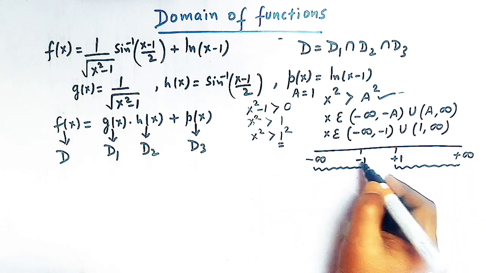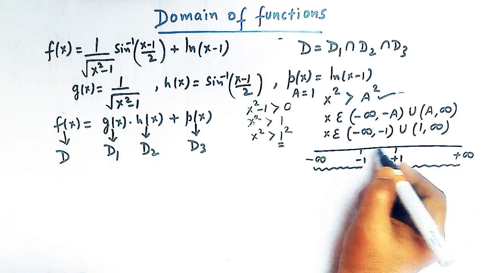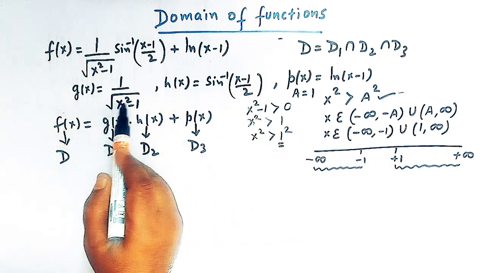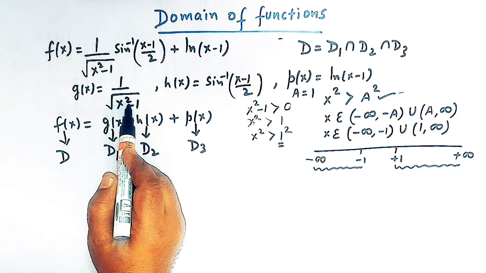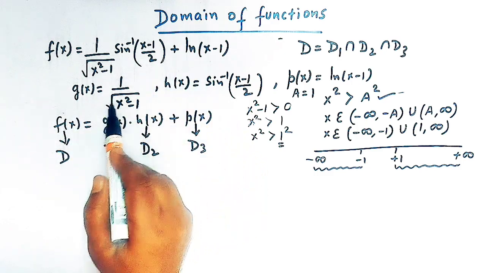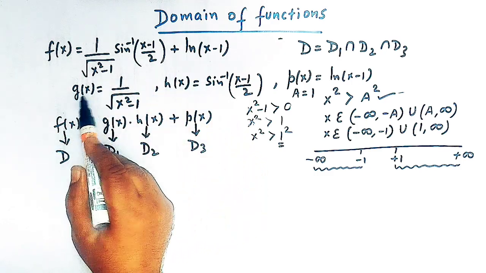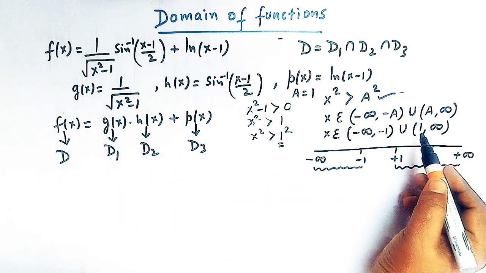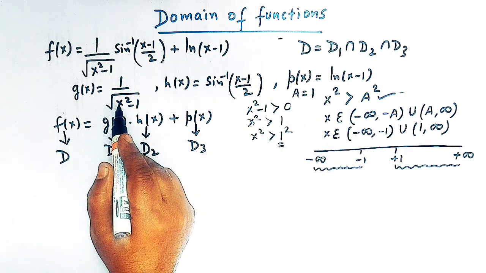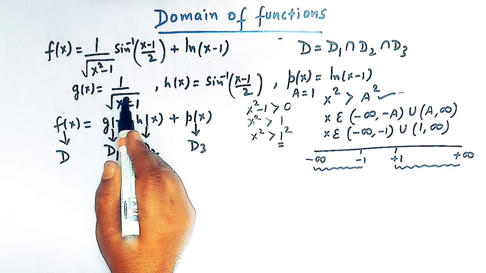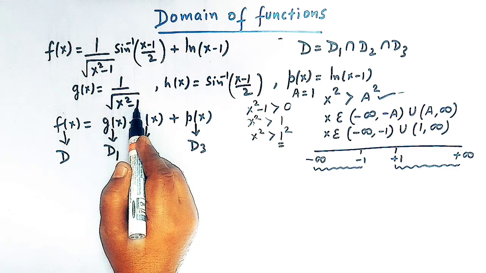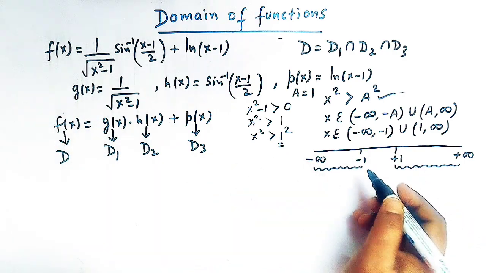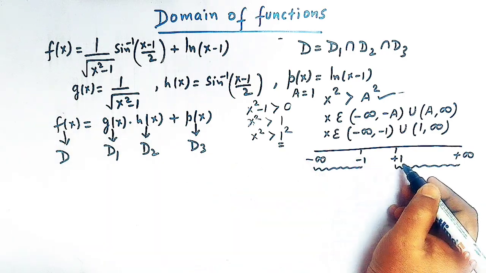So here minus 1 and 1 are not included, because x equal to 1 gives us 1 square minus 1, that is 0, which can be discarded, because then the function g of x is not defined. And similarly, when x is equal to minus 1, then minus 1 square is positive 1, and 1 minus 1 is 0, and again the function g of x is not defined. So we have to discard minus 1 and 1.